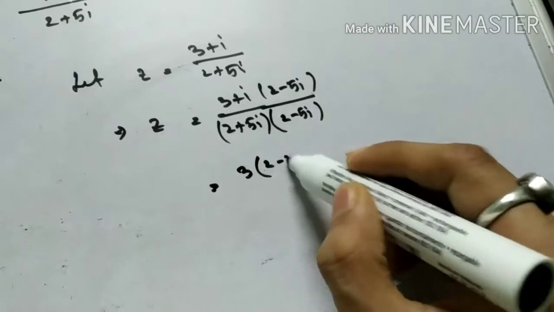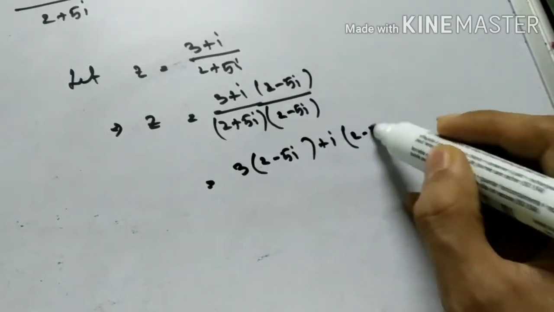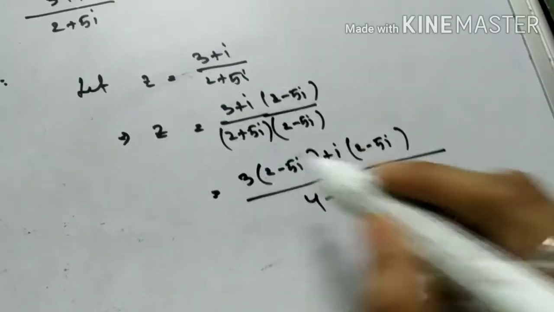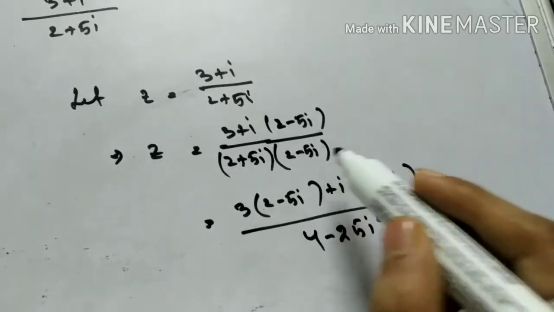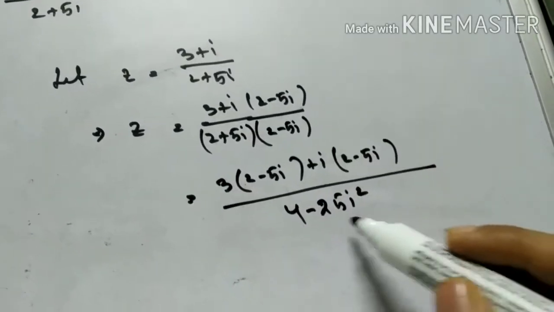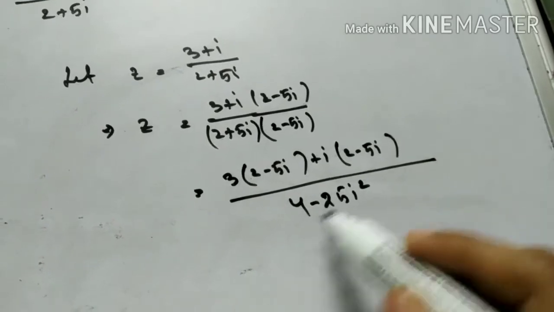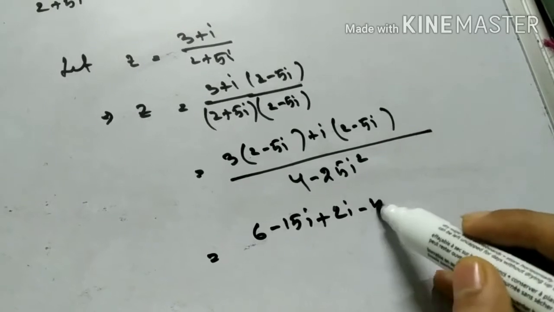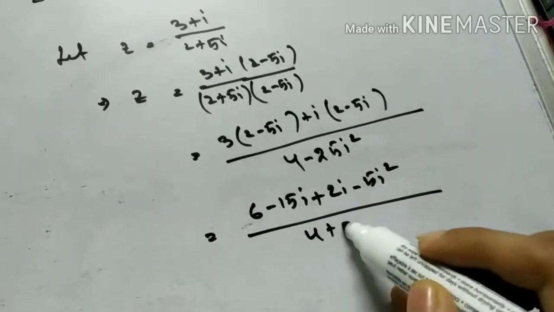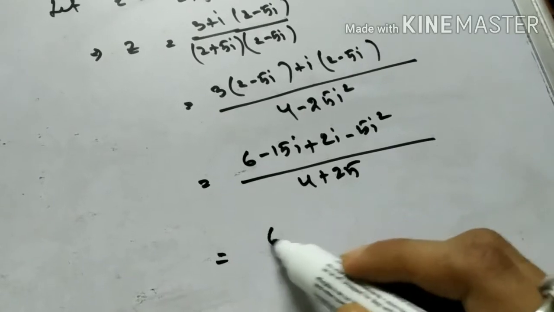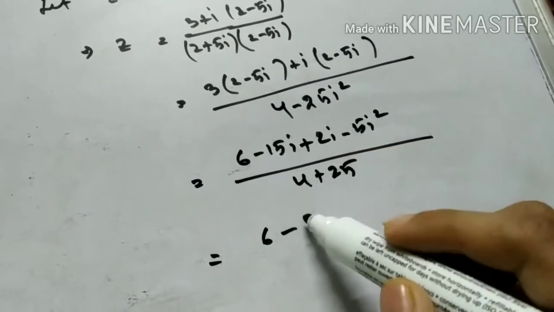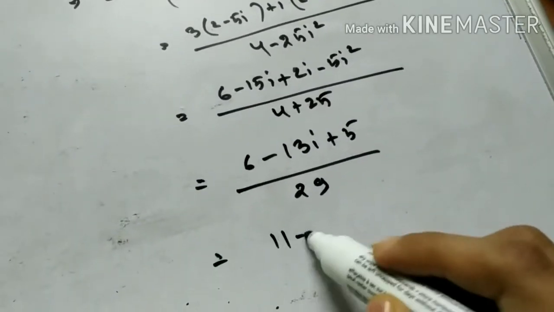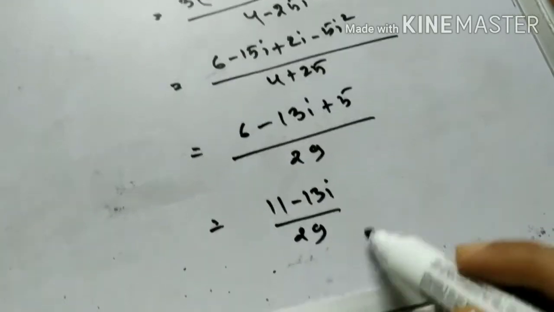In the numerator, 3(2 minus 5i) plus i(2 minus 5i), divided by 4 minus 25i square. Using the formula (a plus b)(a minus b), 2 square is 4 and minus (5i) square is 25. So this is 6 minus 15i plus 2i minus 5i square, over 4 plus 25, which is equal to 6 minus 13i plus 5 by 29. So 11 minus 13i by 29.